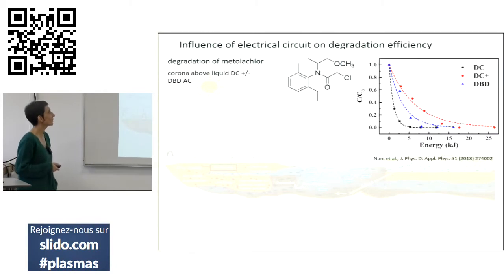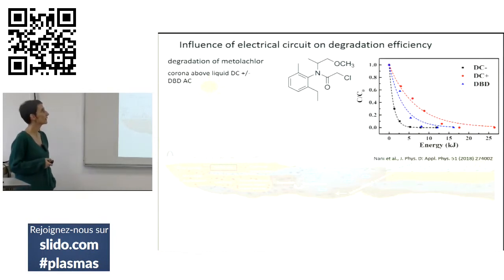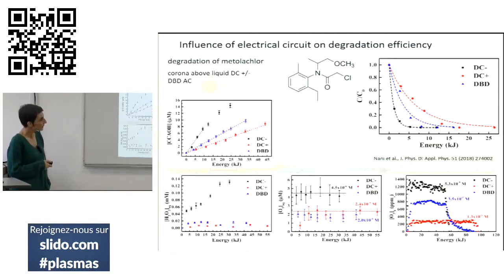A few words about the influence of the electrical circuit on the degradation efficiency. So these are results obtained in a corona above liquid, either in negative DC or with positive DC, or in a DBD configuration. They are obtained by the group in Padova. And obviously, the best results are obtained with the negative DC corona. They are better as compared to the positive DC and even with the DBD reactor.